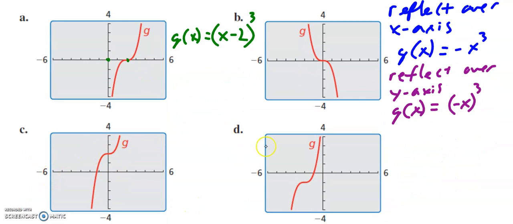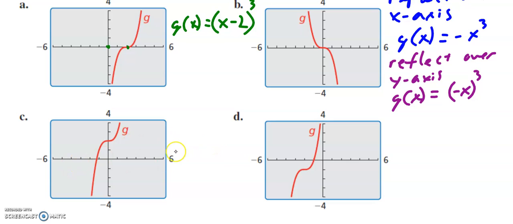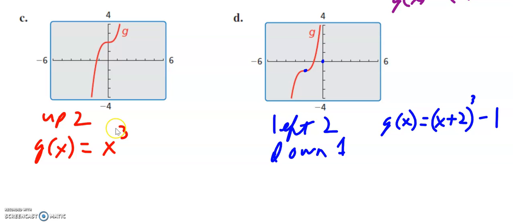Okay. I want you to try and do C and D. So describe the transformation and write the rule. Pause the video. Unpause when you're ready to check. All right, so for C, hopefully you said that this went up 2. And so that's going to be g of x equals x cubed plus 2. And for D, hopefully you said it went left 2 and down 1. So that's going to be g of x equals the quantity x plus 2 cubed and then minus 1.